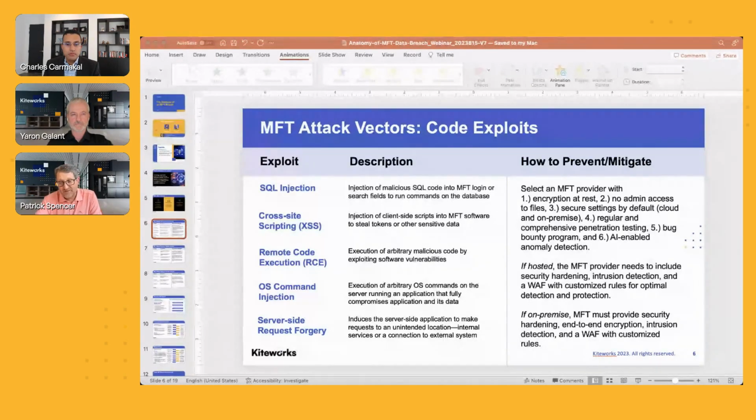If it's hosted, the MFT provider needs to include security hardening, intrusion detection, and the WAF with customized rules. We have our WAF expert on the phone, Jeroen. In this case, he'll be able to talk a bit about that. If it's on-premise, MFT must provide security hardening, end-to-end encryption, intrusion detection, and a WAF. A lot of the same things, obviously.